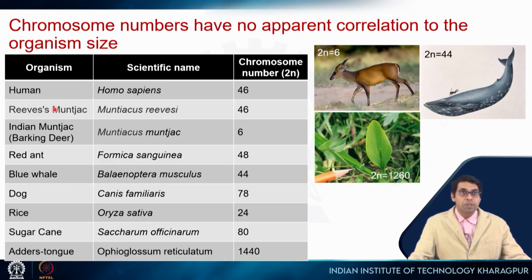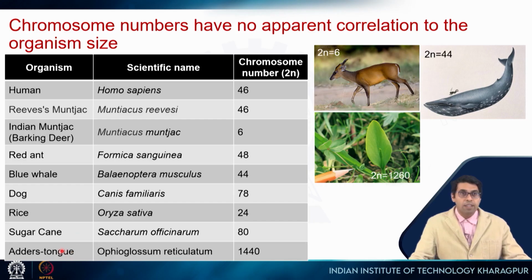Now, it turns out that chromosome numbers have no apparent correlation to the organism size. So, this is us, this is a Reeves muntjac. It is basically a deer, and has exactly the same number of chromosomes, but this other deer, the Indian muntjac, has only 6 chromosomes. Red ant, which is much smaller, has 48 chromosomes, more than us. On the other hand, blue whale, which is much bigger, has 44 chromosomes, so 2 less than us, right. Dogs have 78, and so on and so forth, you can see.